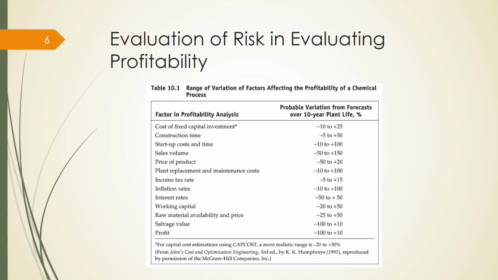As engineers, we like to be able to quantify our values and how much risk is there. What's the worst or best case scenario for these situations? In fact, if you look at, for a typical plant over a 10-year life, what the forecasts are compared to what we budget, the cost of fixed capital investment could be as much as 10% high, 25% low. Construction time, we could miss by minus 5% or over plus 50%.